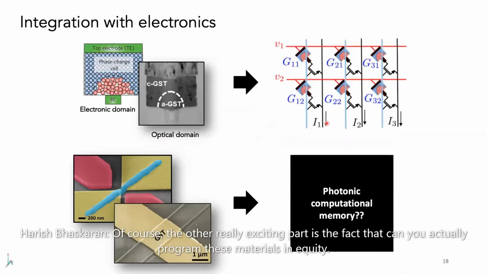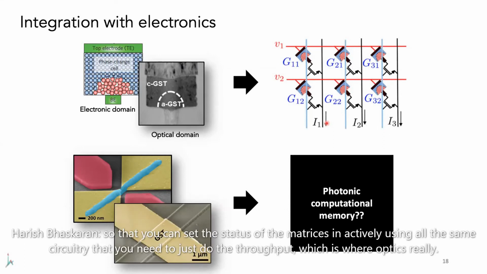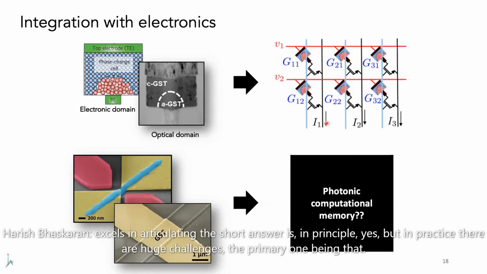Of course, the other really exciting part is the fact that you can actually program these materials electrically, so that you can set the states of the matrices electrically using all the CMOS circuitry that you need, but with the throughput, which is where optics really excels, in optically. The short answer is in principle, yes, but in practice, there are huge challenges.